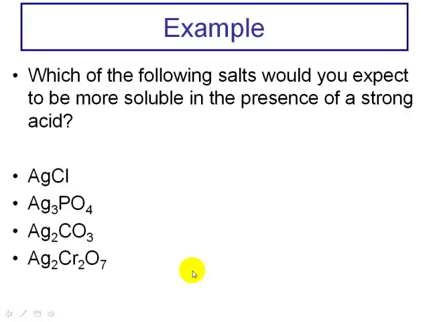Okay, I think you guys got it. AP chemistry. I'm going to actually go through and have people evaluate these one at a time. So for the first one, Cyrus and Josiah, would you expect silver chloride to be more soluble in the presence of a strong acid or no? No. Why?